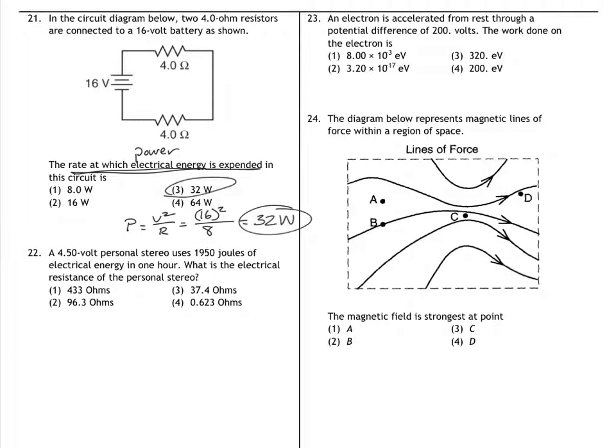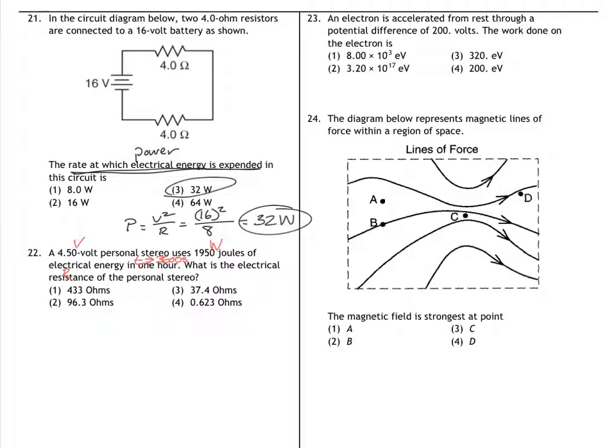All right, so for the next question, I'm going to label variables as I go to help me choose an equation. So a 4.5 volt, so obviously that's your voltage, personal stereo uses 1950 joules of energy. So that's going to be the work that's being done in 1 hour. This is going to be time, but just for the record, an hour is 3,600 seconds, and we will want to use the seconds value. What's the electrical resistance, or R, of this personal stereo?